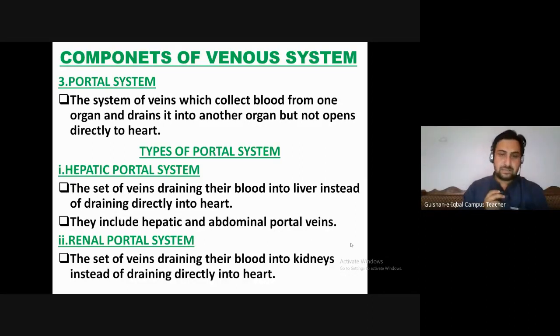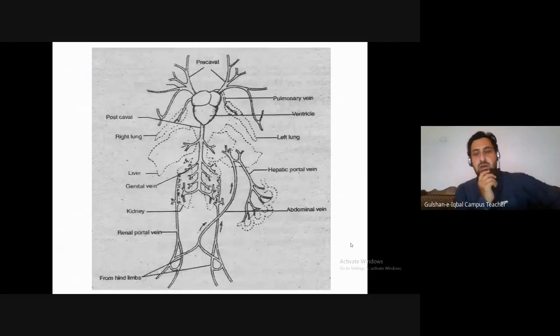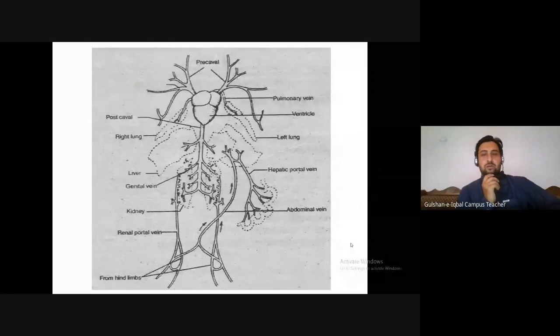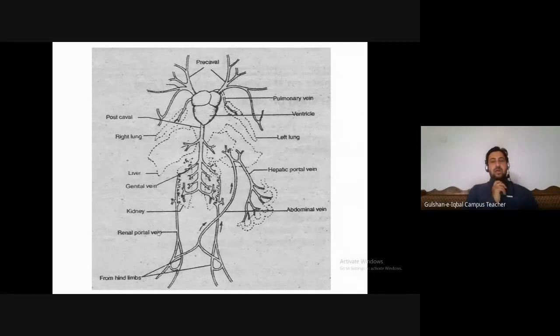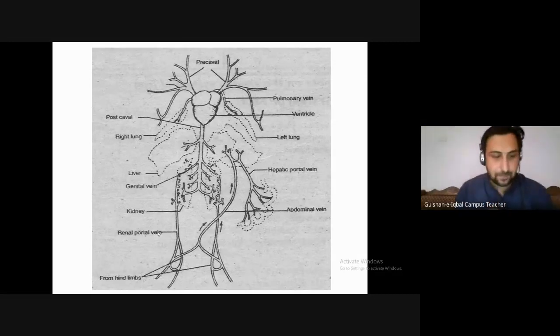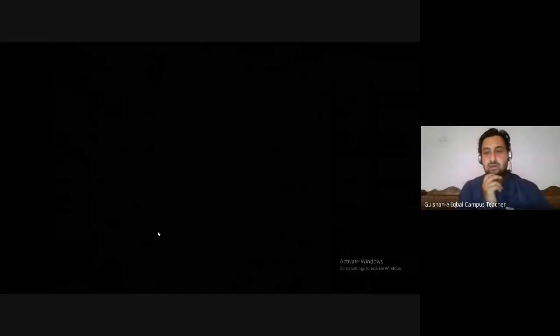This is basically the venous system of the frog. It is receiving the blood from different regions. The pre-caval is receiving from the head region. This is the pre-caval. This is the post-caval receiving from the lower part. And then this is hepatic, this is abdominal, this is a renal portal vein. These are all the kinds of veins present in the body of the frog, receiving the blood from the different regions of the body and bringing it back to the heart. Now if you have any question, you can ask.